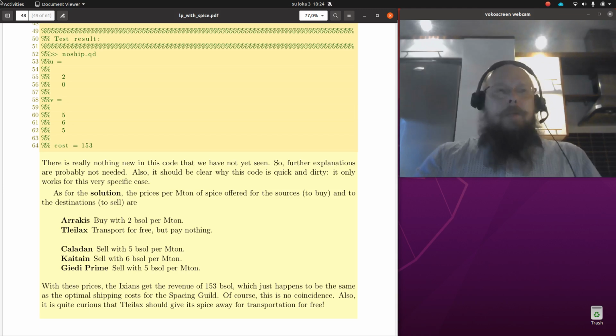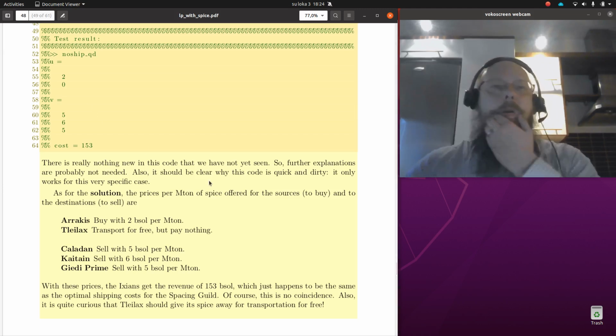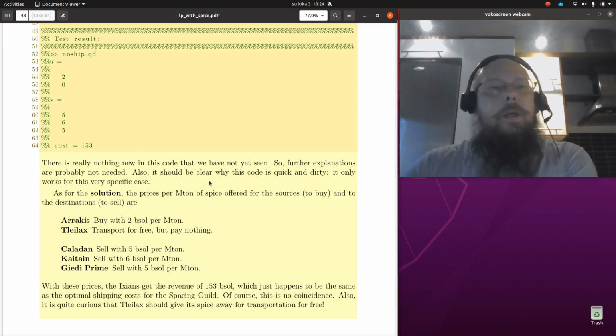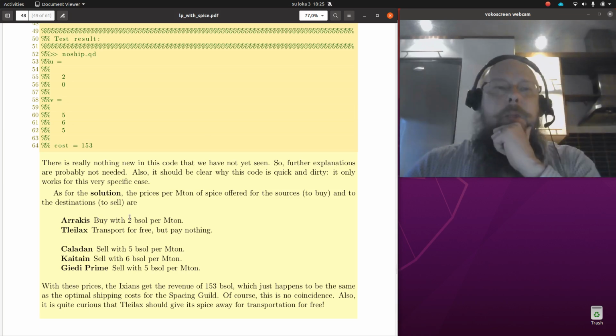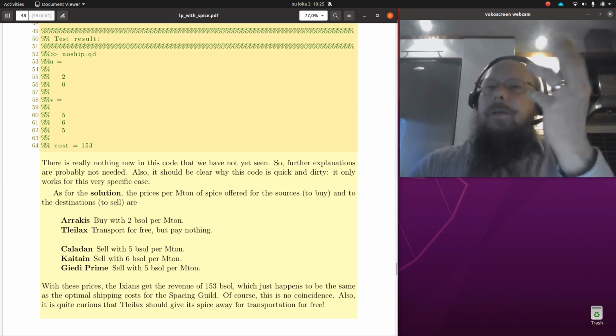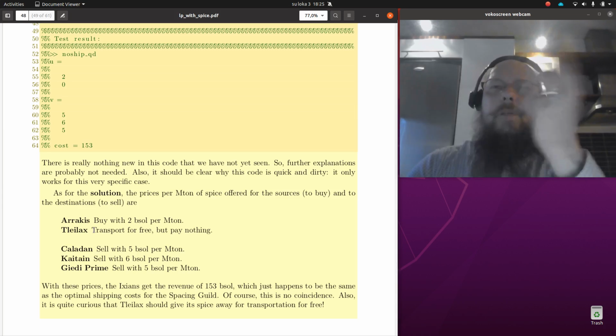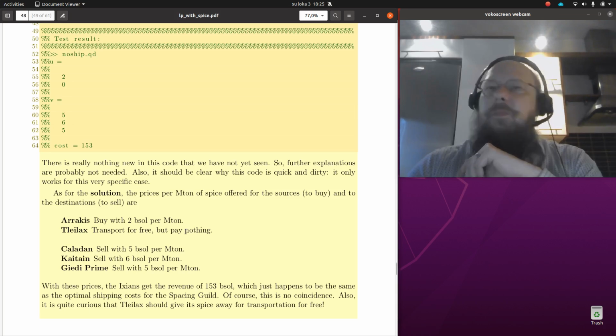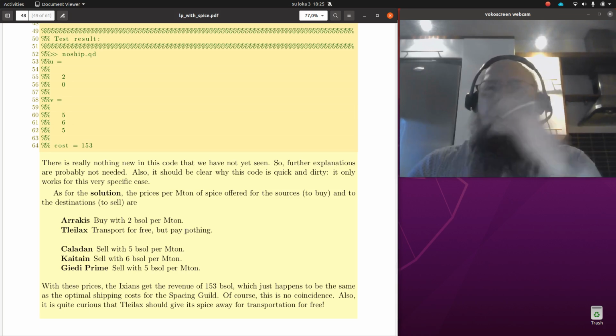Okay, so what does this solution mean? This is actually quite an interesting thing. These are the buying prices. So what is the Ixian offer? In Arrakis, they will offer to buy all their spice at 2 billion solaris per megaton. Okay, why not? This 0 is a rather curious thing. I'm not completely sure what to make of it. It says that the Tleilax go and say, okay, we will transport your stuff, but we pay nothing. You just give us your spice and we transport it.